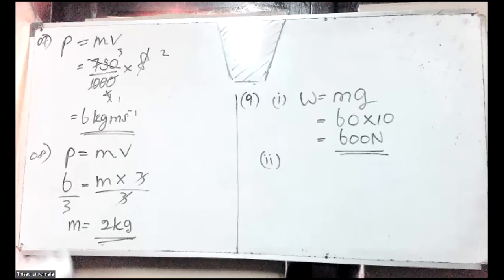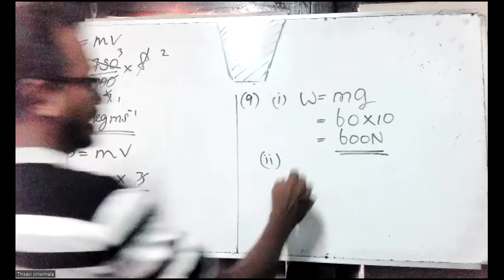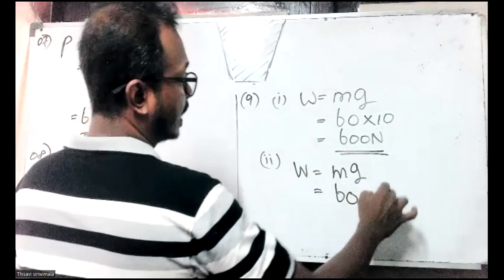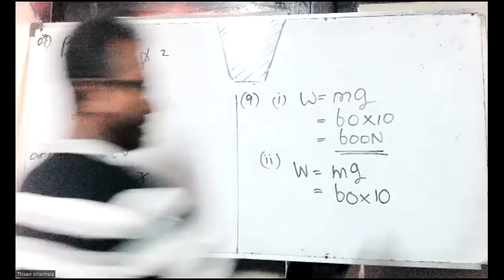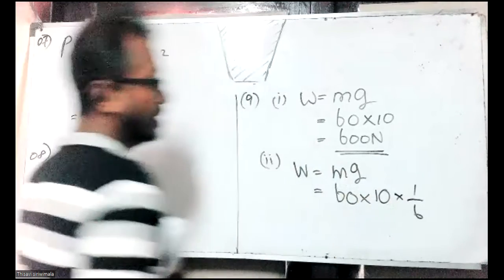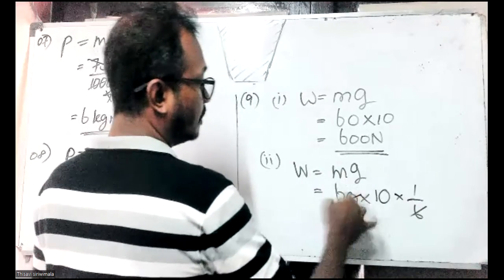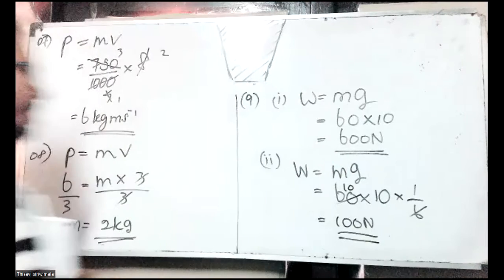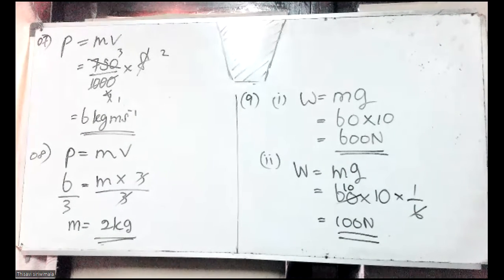Sorry, it says Roman letters 2. If the gravitational acceleration on the moon is 1/6 that of the Earth, what would be the weight of the above object on the moon? So W equals mg. Mass is unchanged, acceleration due to gravity on Earth is 10, on the moon 1/6 of 10. Substitute and simplify: 100 newtons. So someone with a weight of 600 newtons on Earth has just 100 newtons on the moon.